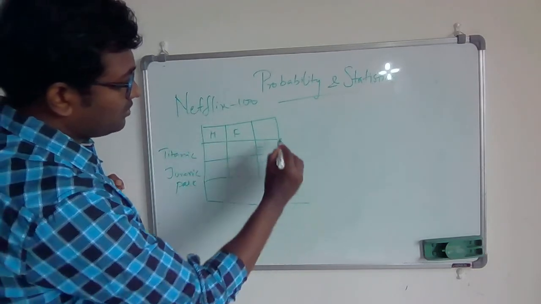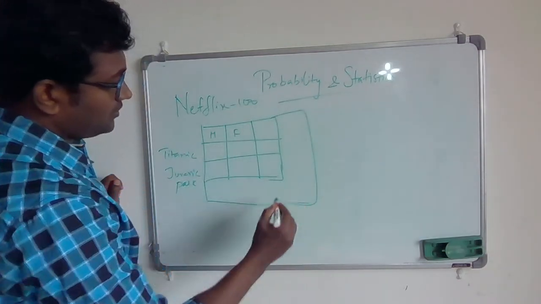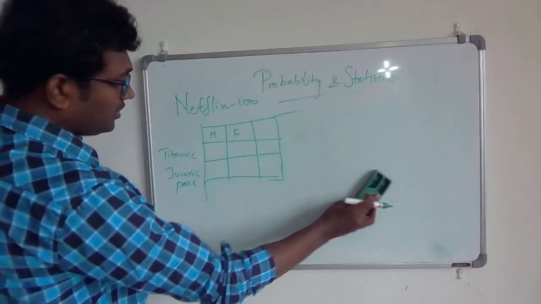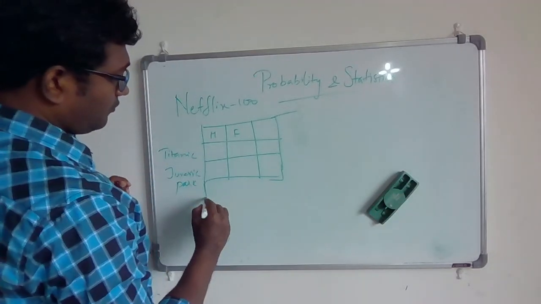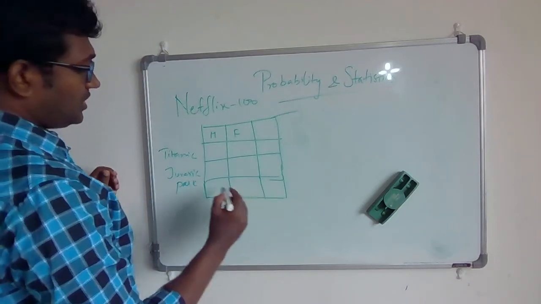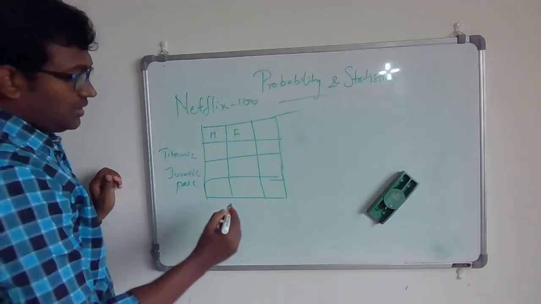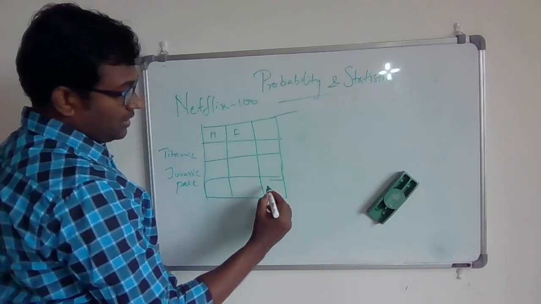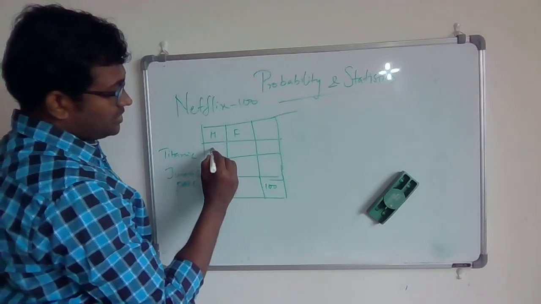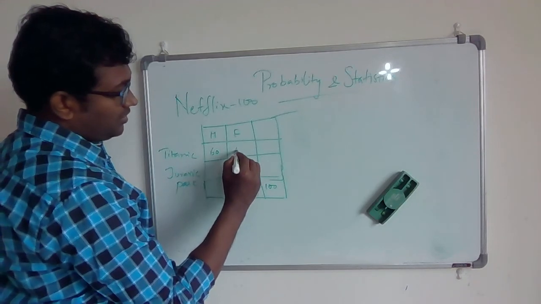So we want to find out the probability distribution of the people who watch these movies. The total number of people who watch the movies is 100, so the total distribution should be 100, and this is what this 100 means.